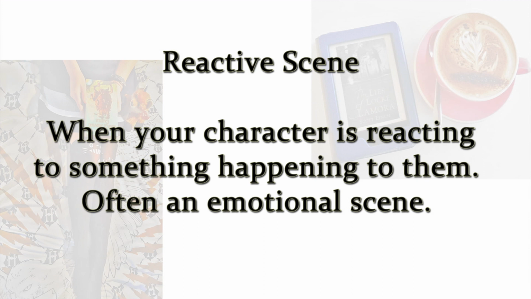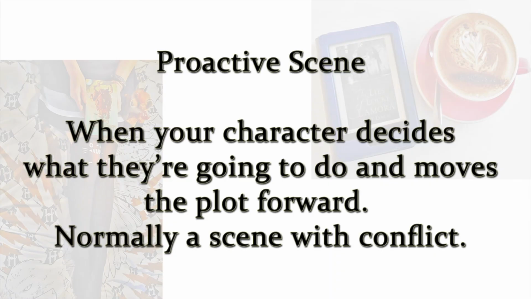Hi guys, today we're going to be talking about scene structure. There are generally two types of scene structure. The reactive scene, which is generally an emotional scene and where your character is reacting to something happening to them. And number two is the proactive scene, where your character decides how to react to a conflict and progresses forwards in the story. You can break a proactive scene down into three parts.